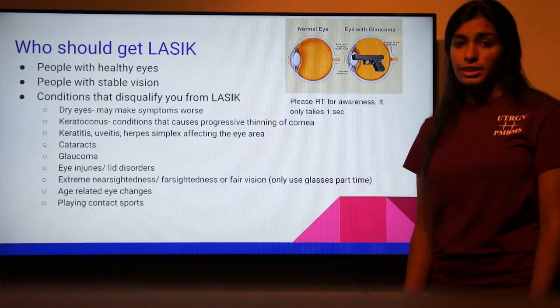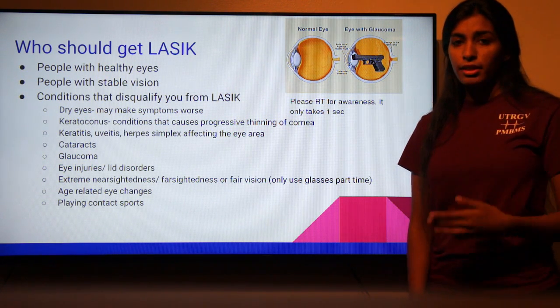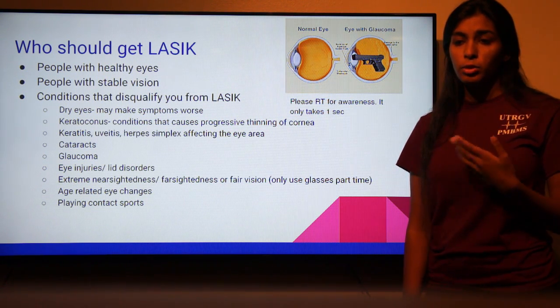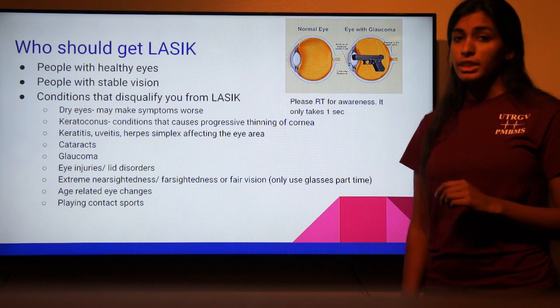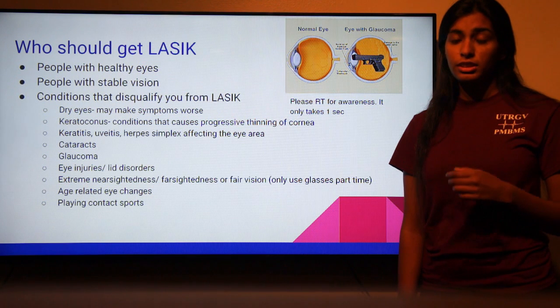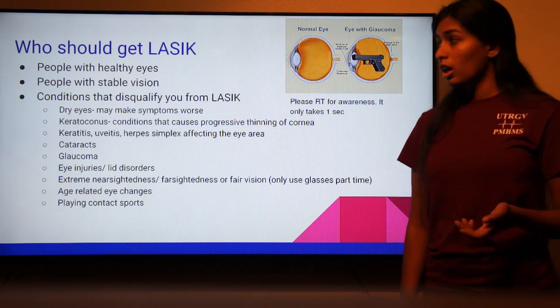So who should get LASIK? People with healthy eyes should get LASIK. And by healthy eyes, I mean people who haven't had eye complications in the past. People with stable vision should get LASIK. Stable vision meaning that their prescription level hasn't changed.